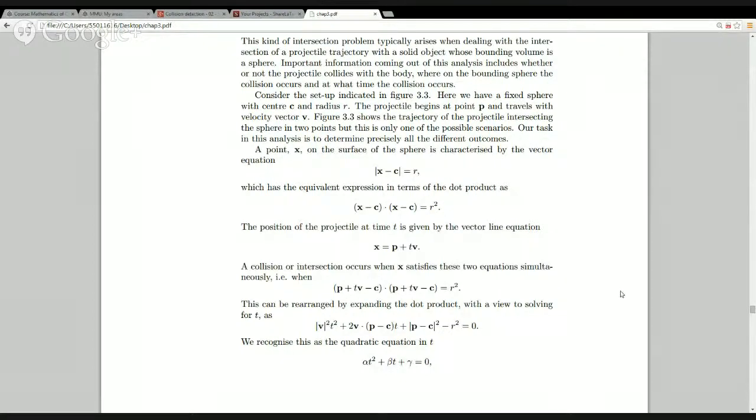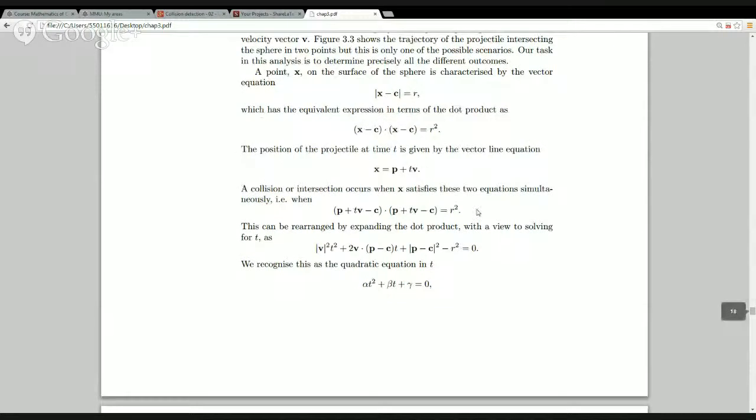Okay, so we're doing the intersection. It's quite a standard approach. We've got these two descriptions of the two vector shapes, the line and the sphere. We want to see where they intersect, so we just impose both descriptions. Both descriptions must simultaneously hold for a point x. Okay, so this gives us the intersection or collision condition.